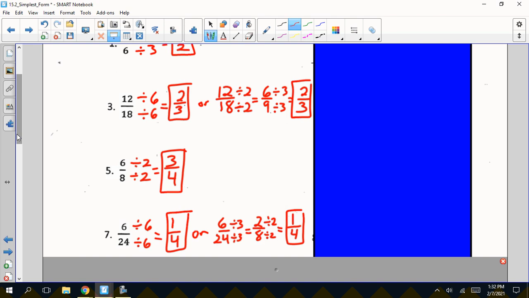Remember, you're not going to get full credit if you only go part way to simplest form. Make sure you continue to divide until the only number that goes into the numerator and the denominator is 1.